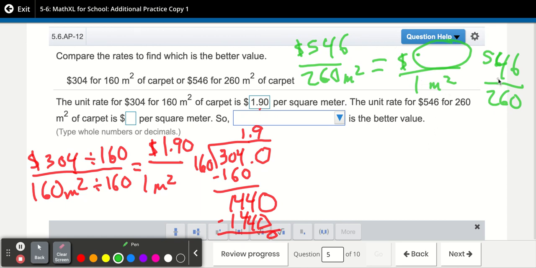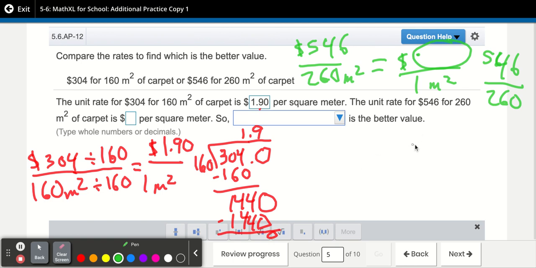Just be careful. Keep track of your units. That's the advantage of this. Notice how the dollar stays on top, square meter stays on the bottom. This is where it gets in trouble. If you lose track of your units, you might get things reversed.